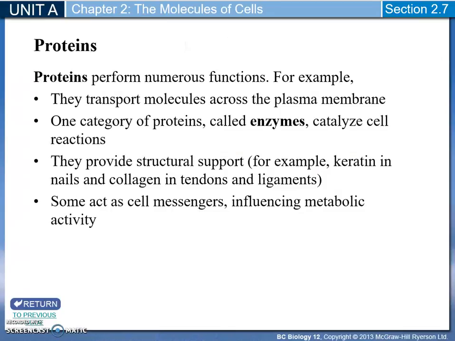So proteins perform numerous functions. For example, they transport molecules across a cell membrane. And one category of proteins called enzymes catalyze cell reactions. So they enable the reactions to take place in the cell, and they act as a catalyst in those particular reactions. Also, they provide structural support, for example, keratin in nails and collagen in tendons and ligaments. And so these materials are actually a protein. Then other proteins act as cell messengers, influencing metabolic activity in the cell.